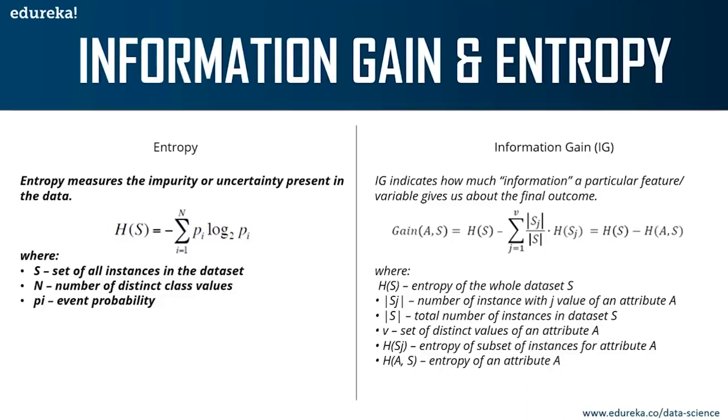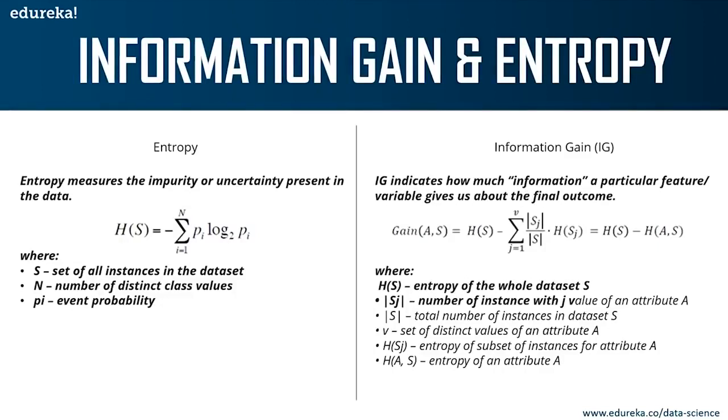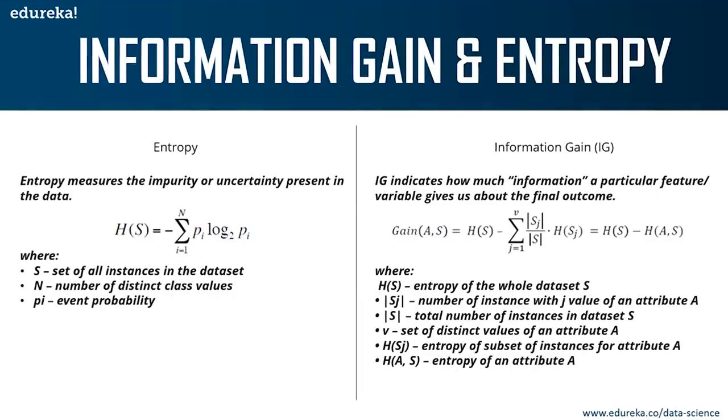Coming to information gain, as the word suggests, information gain indicates how much information a particular feature or a particular variable gives us about the final outcome. It can be measured by using this formula. Again, here H(S) is the entropy of the whole data set S. Sj is the number of instances with the j value of an attribute A. S is the total number of instances in the data set.